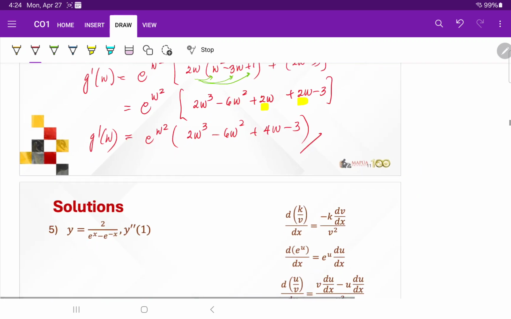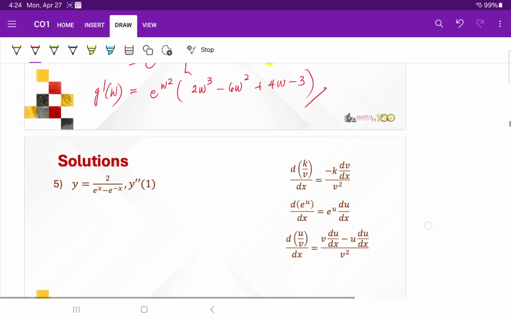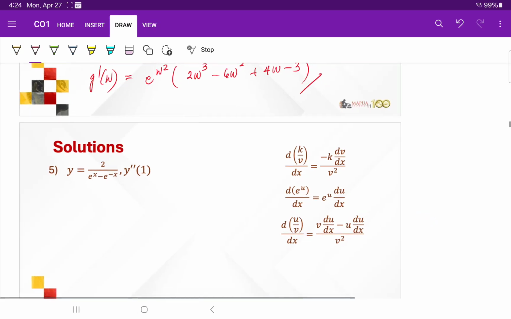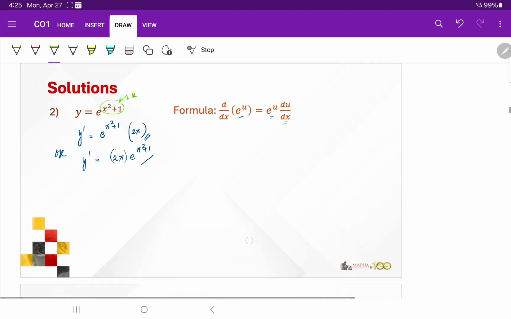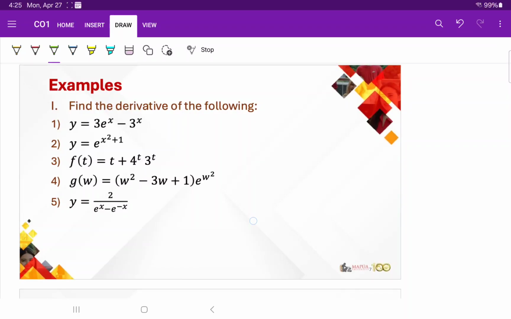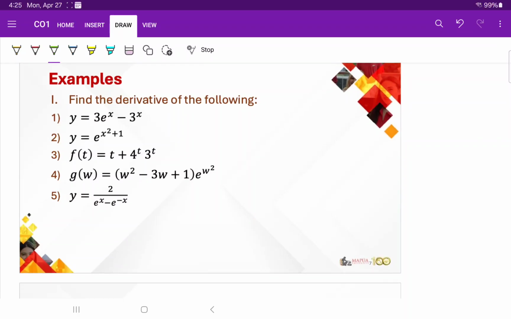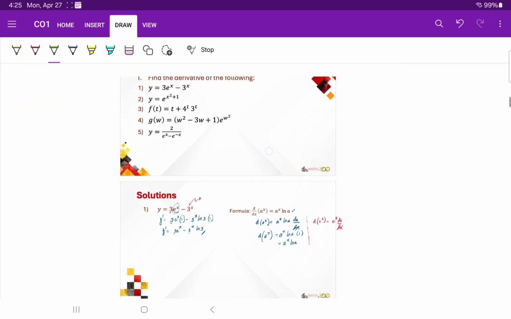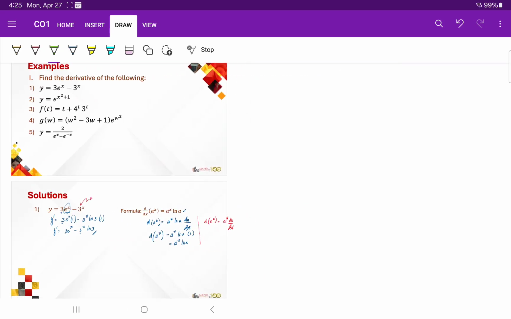Okay. Now the next is, sorry, we don't solve for this yet, because this is the second derivative. Because it's here. This is the question. You don't solve for the second derivative. Okay, so we have, hold on.